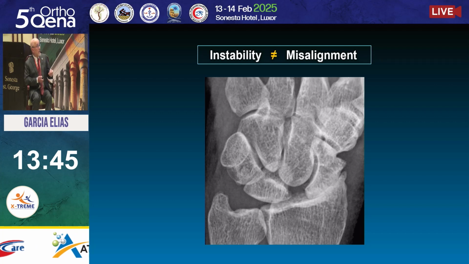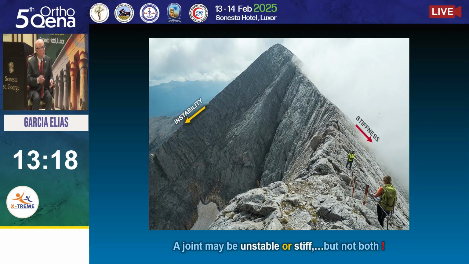This is another case. You see that gap, and everybody would jump and say, well, this is scapholunate dissociation. This is unstable. It is not. This is a typical case where you see that gap, but also you see that osteoarthritis in the proximal pole of the scaphoid. This is not unstable. This is what you want, but this is not instability.